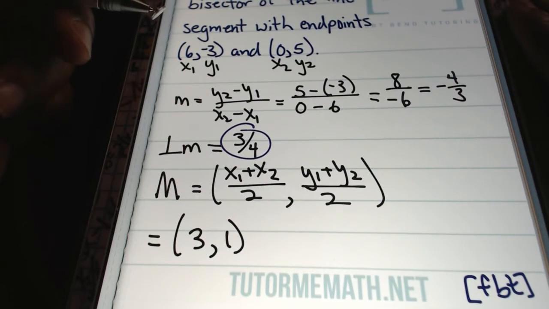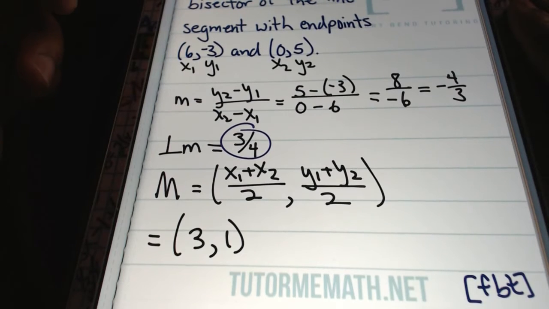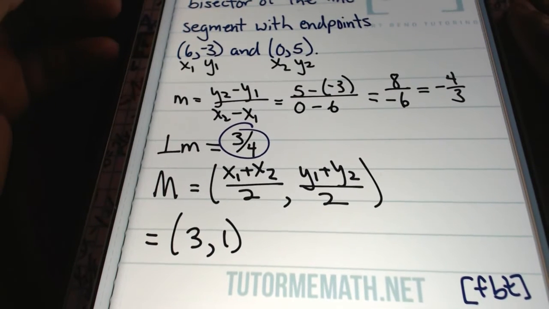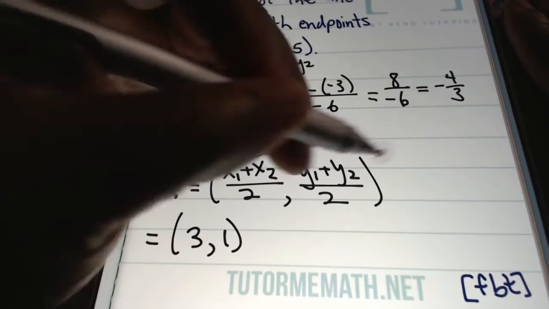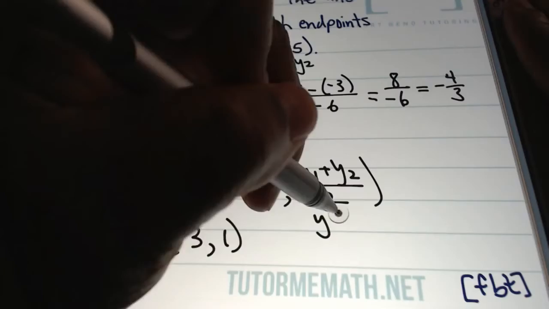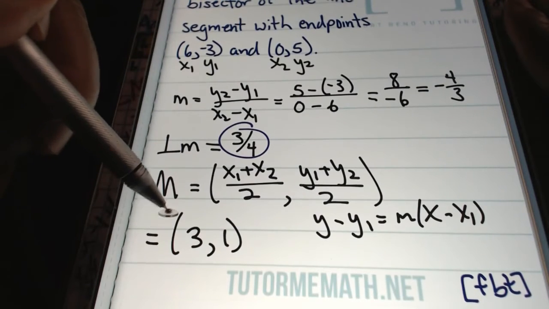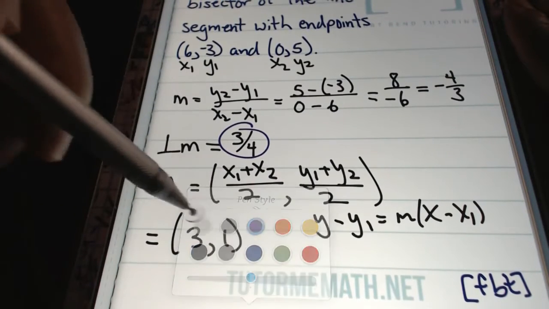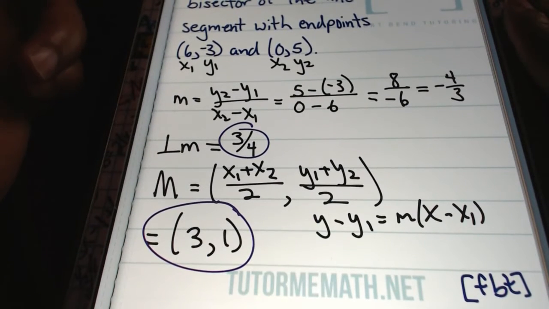So now what we have before us is a point and the slope. And I believe we'll go ahead and write our perpendicular bisector, guys, in point slope form. And what is point slope form? Point slope form is going to be y minus y1 equals m times x minus x1. So using the point, which is the midpoint here, as well as our perpendicular line slope, we'll be able to write our linear equation that represents the perpendicular bisector.